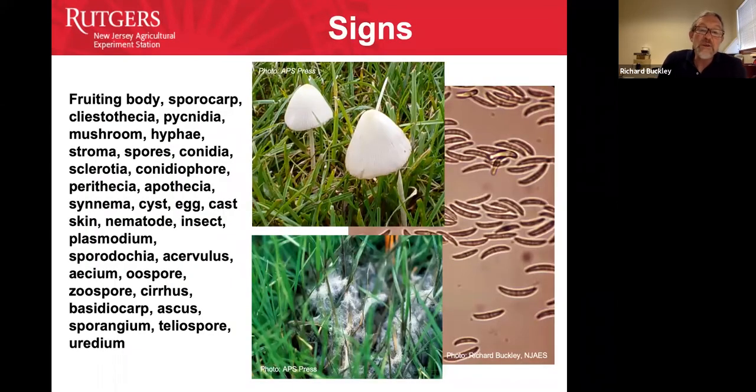What we want to try to do is get to the sign. So the signs are the fungal fruiting bodies. And this list of terminology over here is basically screaming at you, with the exception of a couple of insect things: mushroom, fruiting body. So we need to see the reproductive structures. We need to see the signs. We can work with some vegetative characteristics, the mycelia, to make identifications that way. Sometimes it takes sophistication and tools to do that.